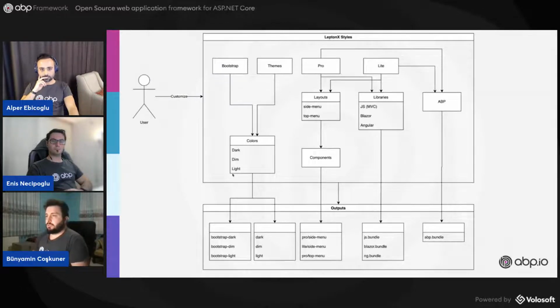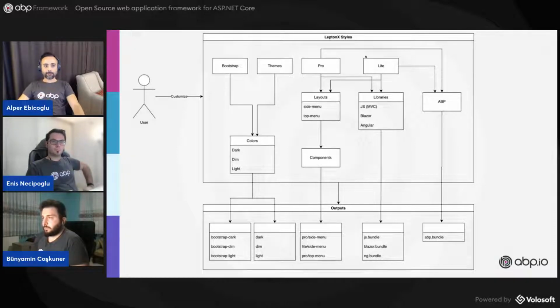And when you look at the picture, if you want to visualize how our styling works, this is the Lepton X styles. We already built these styles, and there are Bootstrap themes, colors, dark theme, light. You can add your own color here, and there are components and side menu, light menu, libraries, ABP. When you build these styles with our build system, it outputs many files: Bootstrap dark and light, dark theme light, layout outputs, libraries, and ABP.